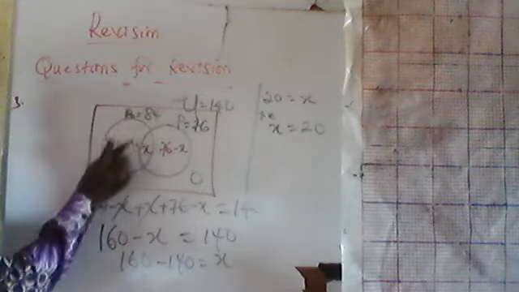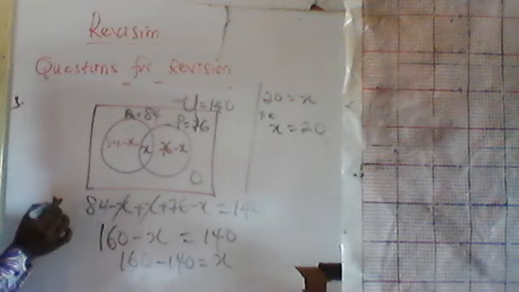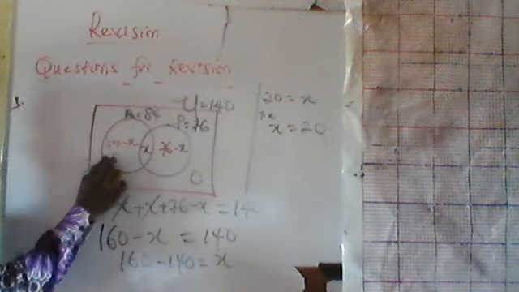So what will this now become? We now say 84 minus 20. What are you going to have? You're going to have 64 at the end of the day. 76 minus 20, you are going to have 56 at the end of the day. And your s becomes 20.